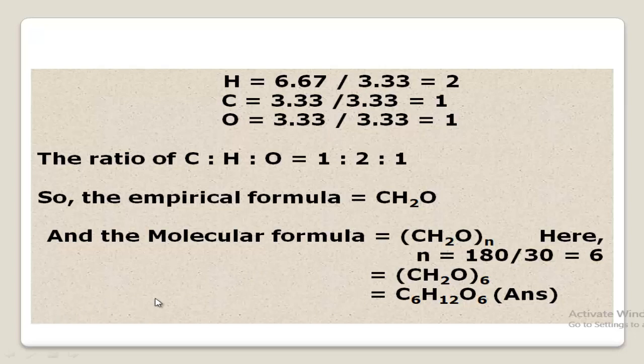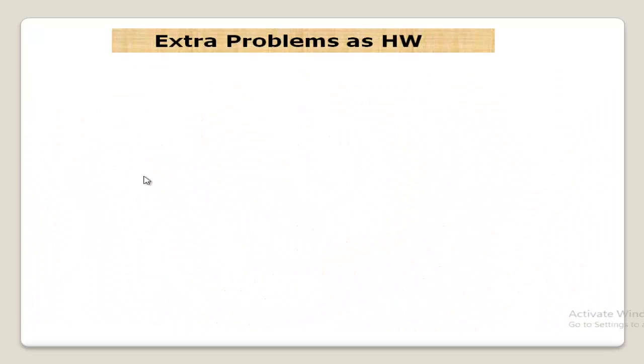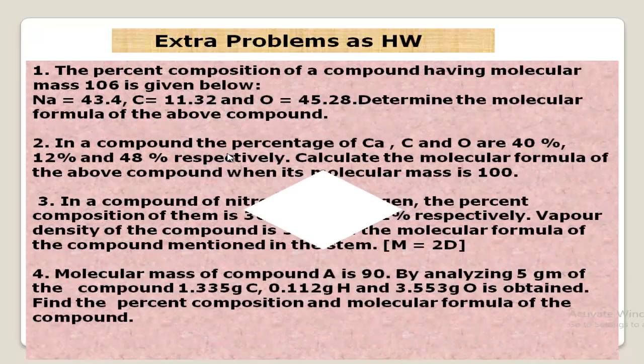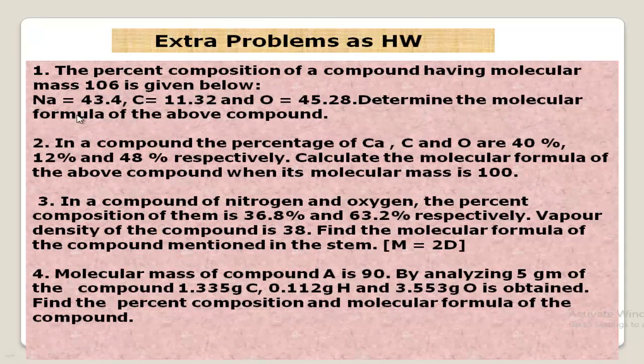So my dear students, I hope you clearly understand the determination process of empirical formula, molecular formula and percent composition. So today I gave here some problems for more practice. So please, you will practice at home. Follow here. The percent composition of a compound having a molecular mass is given below. That means percent composition is given. Just determine the empirical formula and molecular formula. In a compound there is also given, so just directly determine the molecular formula, no problem.